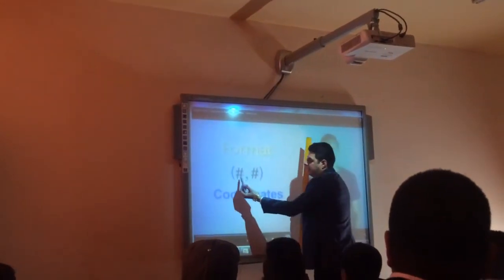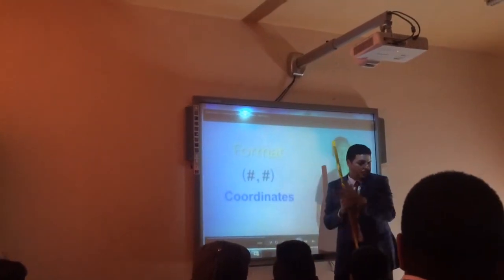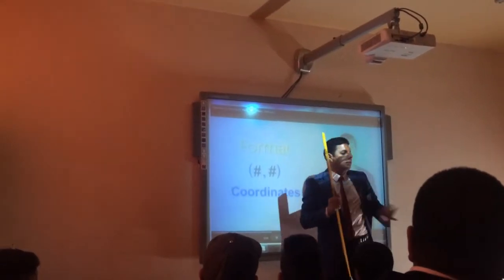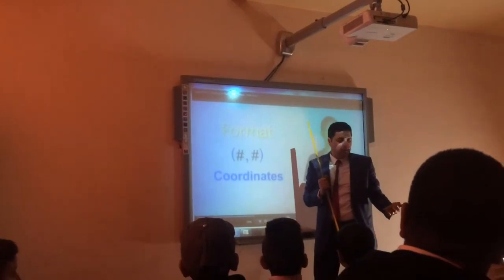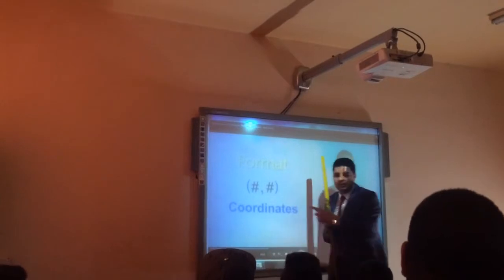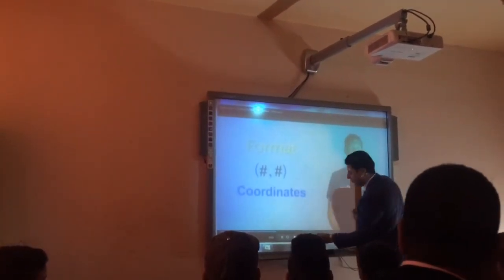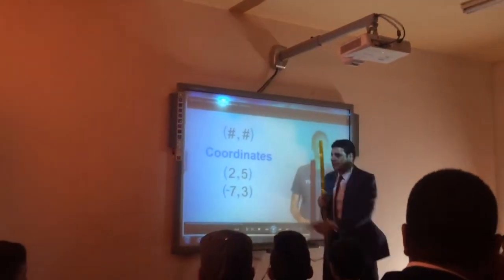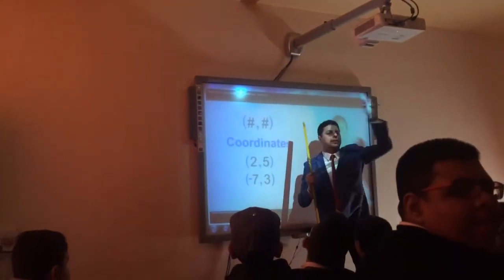Okay? This is a point, an ordered pair. This point belongs to the coordinate plane. The first part belongs to the x-axis, and the second part belongs to the y-axis. So when you see (2, 5) or (-7, 3), this is an example. This is a point, an ordered pair, a point belonging to the coordinate plane.